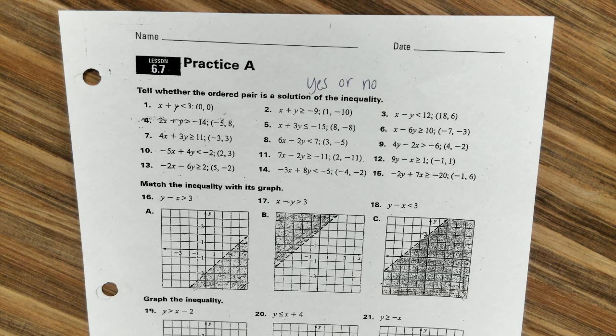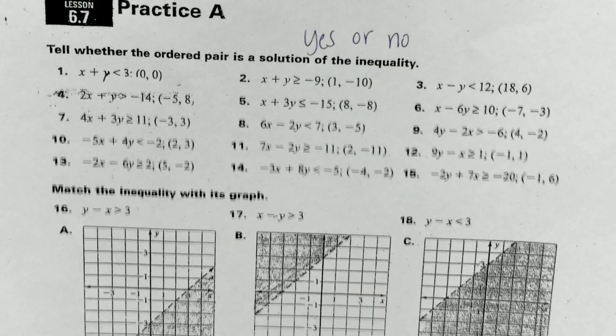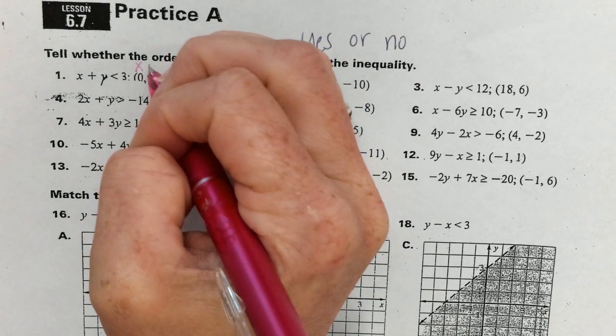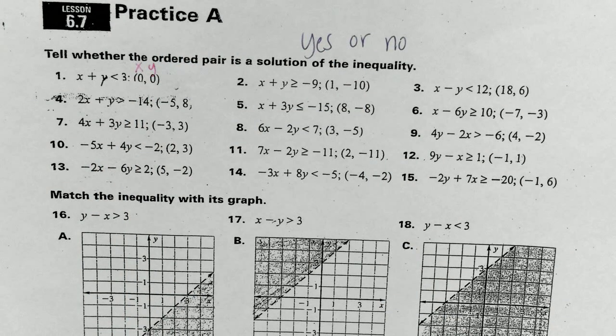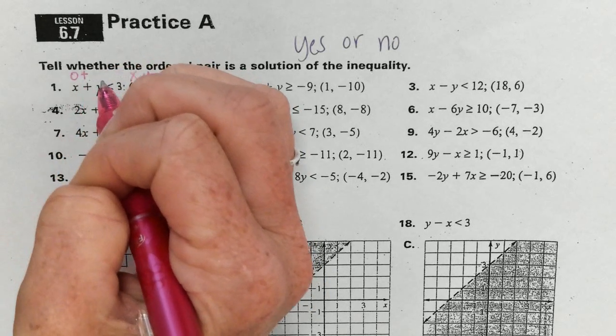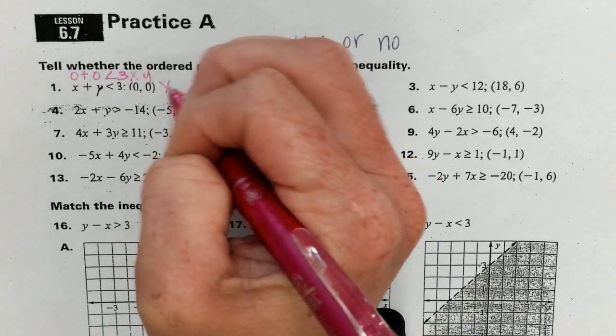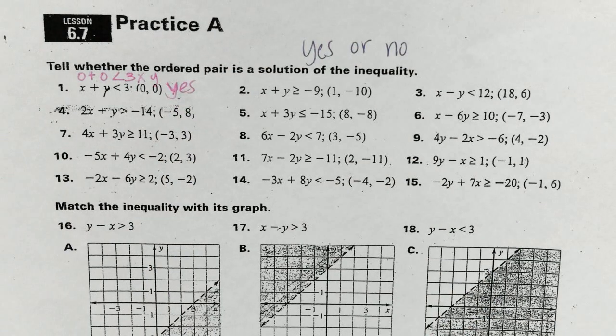Let's look at 1 through 15. 1 through 15 says, tell whether the ordered pair is a solution of the inequality. So your answer will be yes or no. Let's do number 1 together. All you're going to do is plug the coordinate in for x and y, and if it's true, you write yes. If it's false, you write no. So I'm going to say, is x plus y less than 3? Well, what is x? Plus, what is y? Is 0 plus 0 less than 3? So yes, this would be a solution. It would be in the shaded area. That's all you're doing for those, yes?